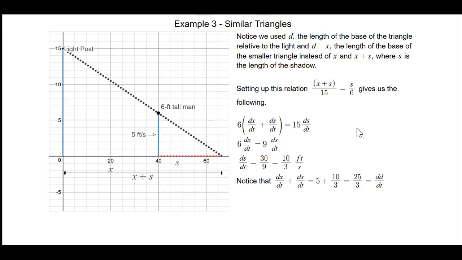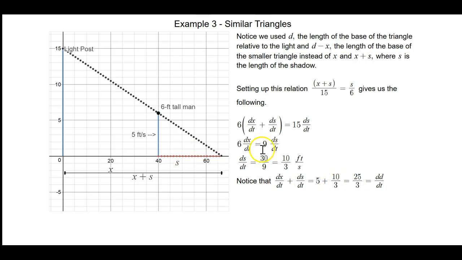So if instead we'd set it up another way, where if s is the length of my shadow, x plus s over 15 equals s over 6, then that's going to give me ds dt, meaning the rate at which the shadow is lengthening. That's not the same thing as what they're asking for, which is the rate at which the tip of his shadow is moving from the light.